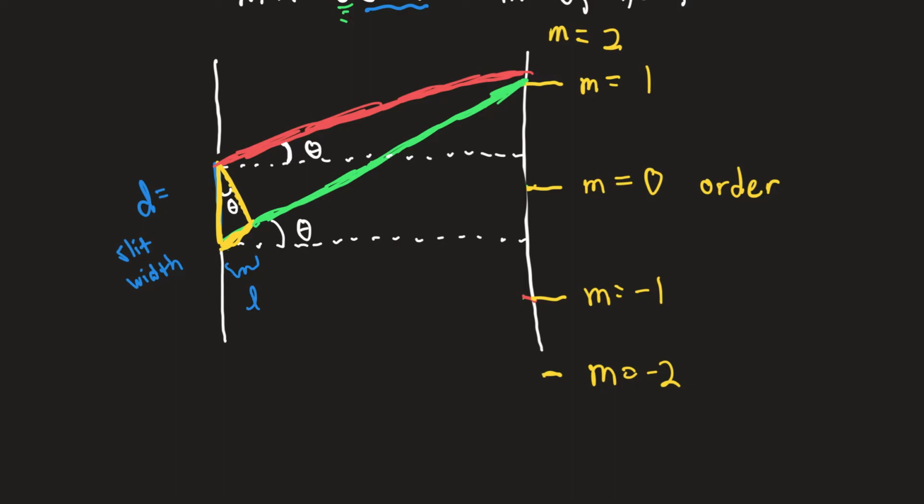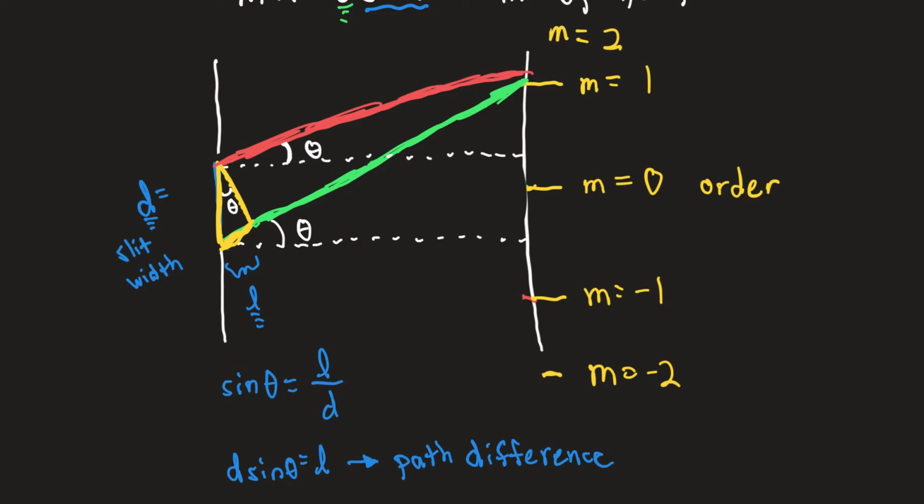And we can see that if we take sine of theta, that's equal to L divided by D, the opposite side divided by the hypotenuse. And if I solve this for L, L is equal to D times sine of theta. So L, we can call it the path difference between the light rays that travel to constructively interfere.